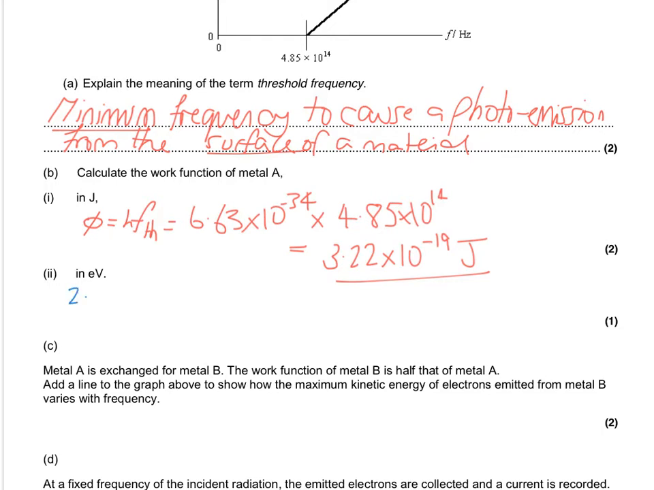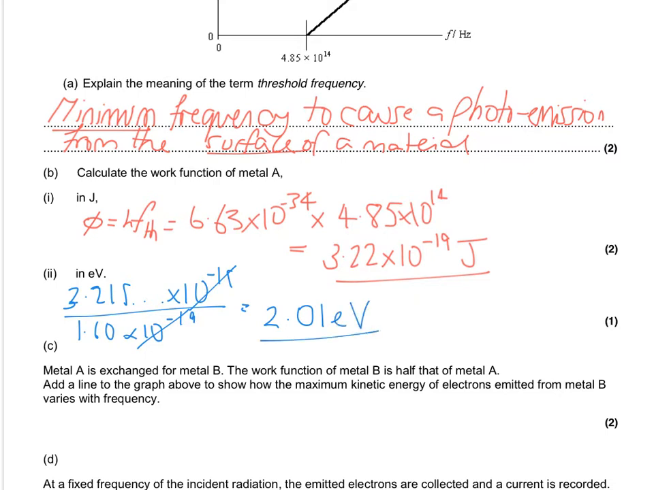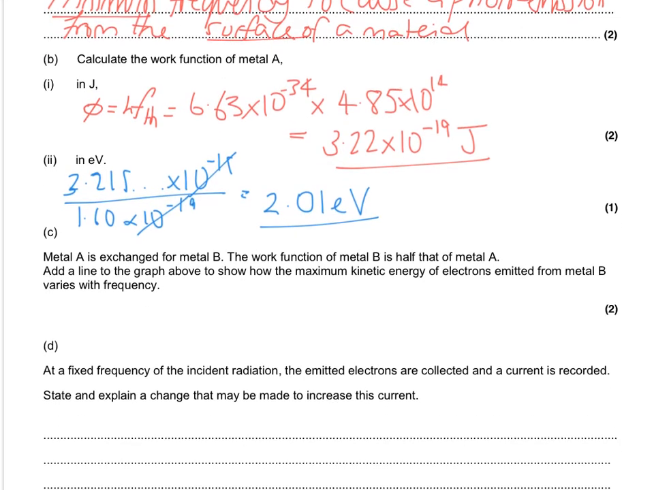So we've got 3.2155, so using the unrounded number, times 10 to the minus 19, divided by 1.60 times 10 to the minus 19, so they cancel out. If we type that in, we end up with a number of 2.01 eV when you round it to 3 significant figures, which you should, because the numbers you're using in the question are 3 significant figures too.